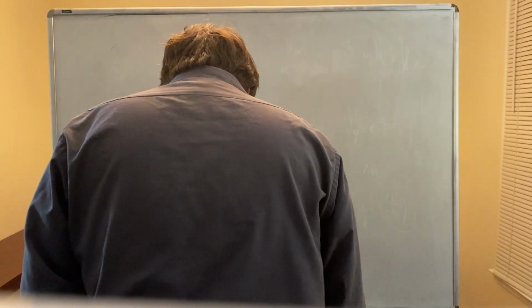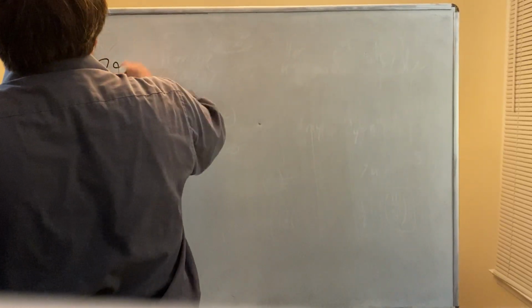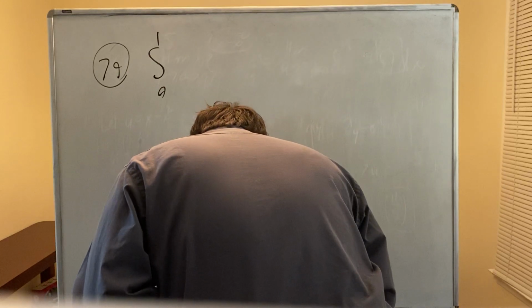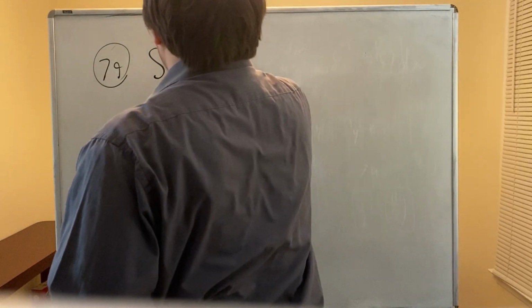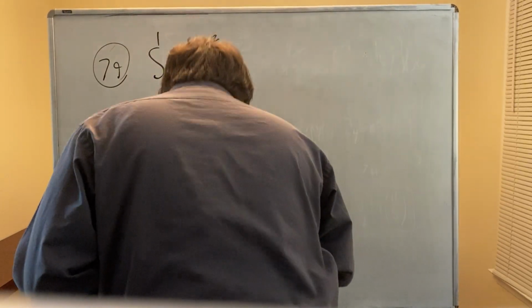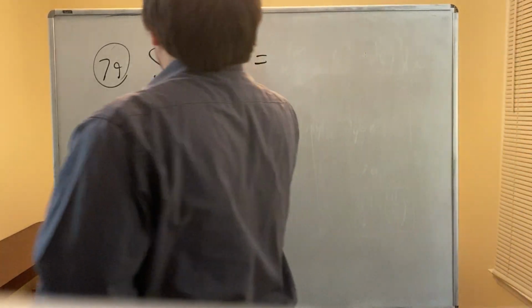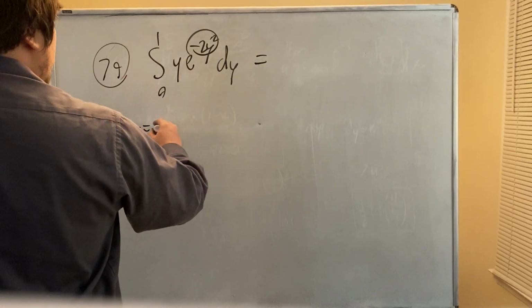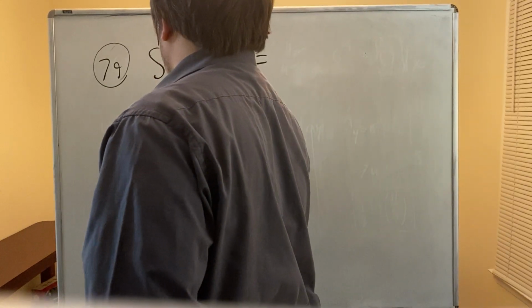Okay, so let's do 79. So for 79, we have a definite integral from 0 to 1 of y e to the negative 2y squared. Okay, so this is equal to, I'm going to let u equal the exponent of e here. Let u equal negative 2y squared. So du is equal to negative 4y dy.